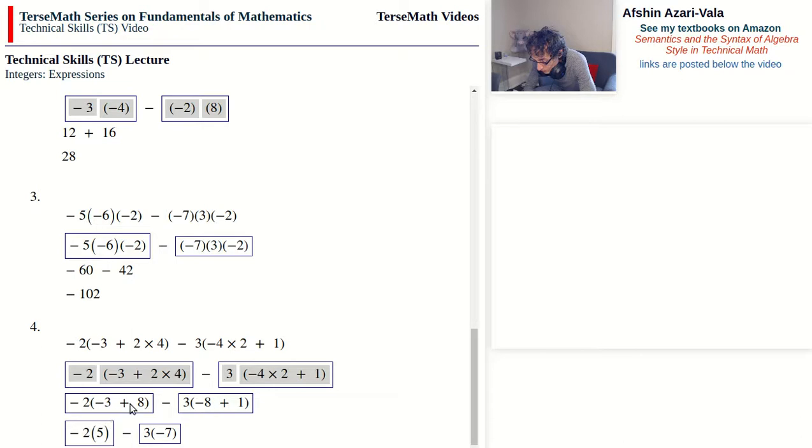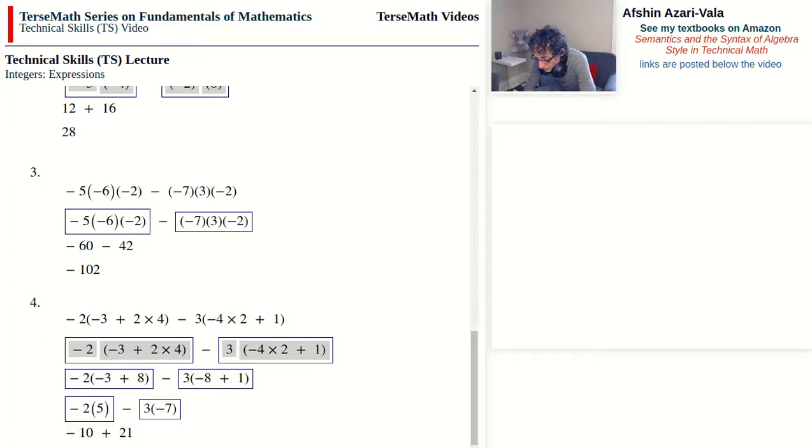And so -3 plus 8 becomes 5, and -8 plus 1 becomes -7. Now we are working out the factors. Once the factors have been worked out, then we work out the terms. Term number 1 will be -10. Term number 2 has 2 negatives, so it becomes plus 21, which comes from 3 times 7. So now we have -10 plus 21.